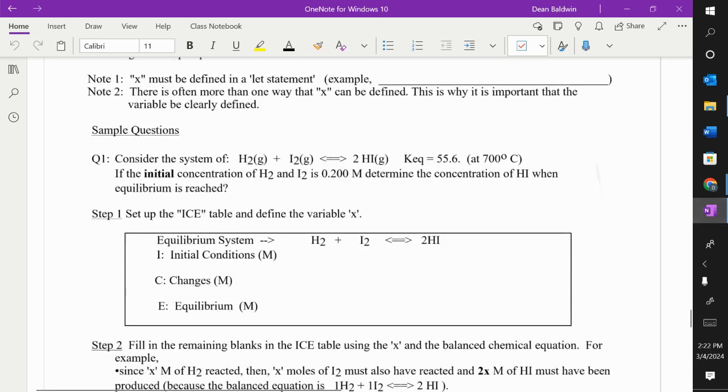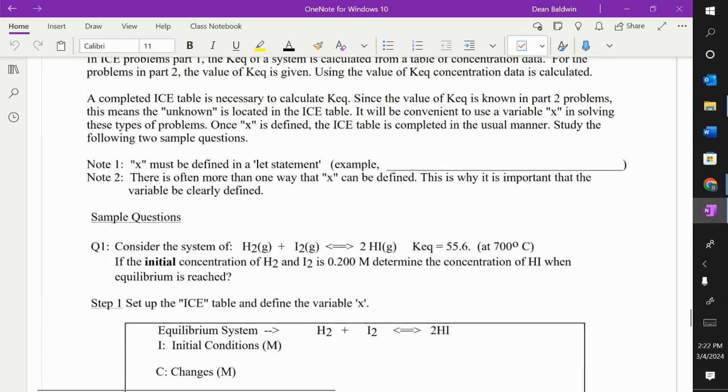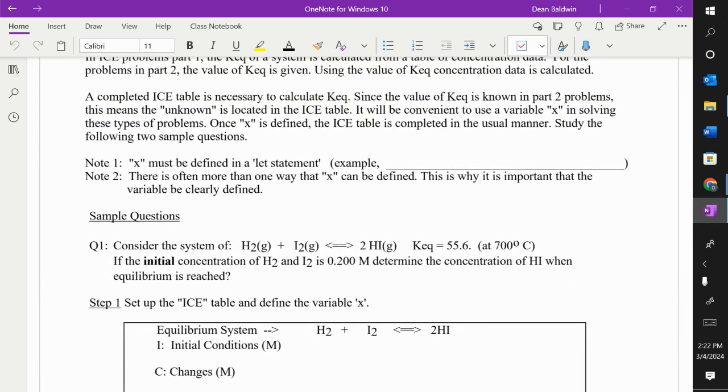So we get a slightly different ICE table. Because we don't know the concentrations, we're going to have unknowns in the ICE table. I just use X. You can use whatever you want. So we have to write a let statement, or you have to define what your variable is going to be. In this case, I'm going to use X.